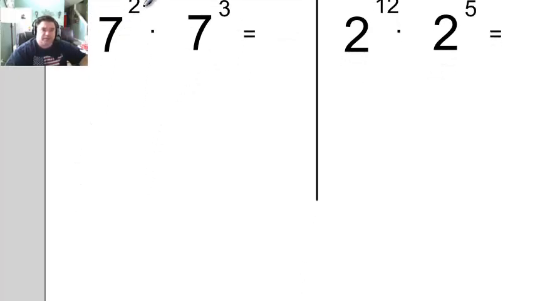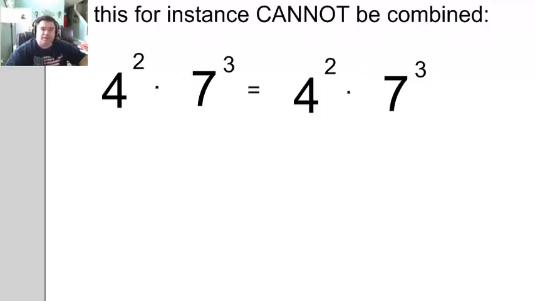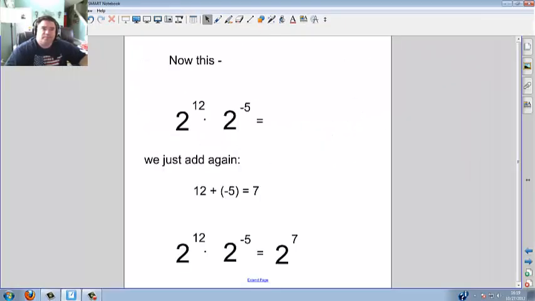Hopefully you had the following: 7 to the second times 7 to the third, 7 to the fifth. This becomes 2 to the 17th. Hope you had it. By the way, this only works if the base is the same. For instance, here, 4 squared times 7 cubed, since the 4 and 7 are different bases, they just stay the same. I can't combine them.